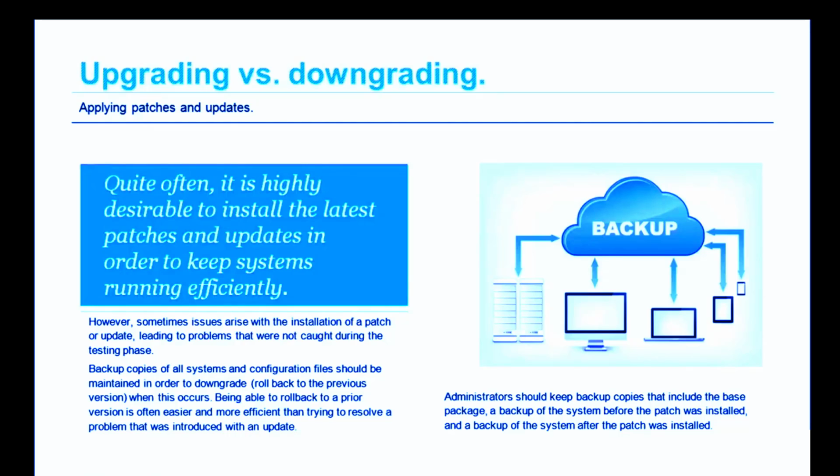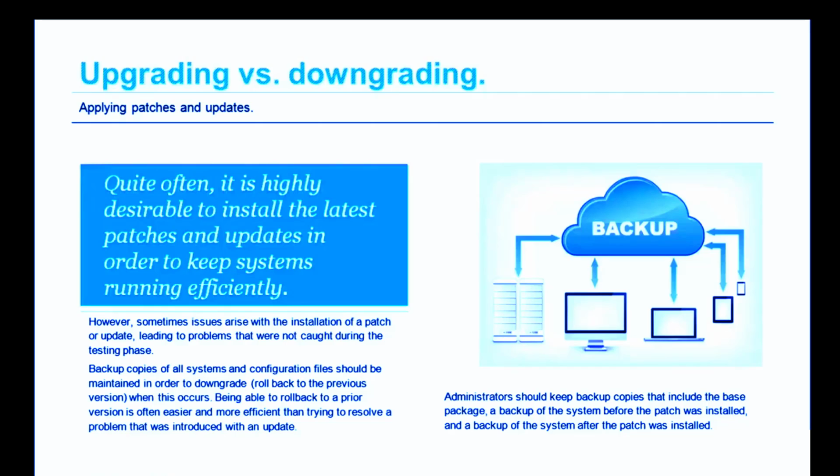Backup copies of all systems and configuration files should be maintained in order to downgrade or roll back to the previous version for when a problem occurs during the deployment of a patch or upgrade. Being able to roll back to a prior version is often easier and more efficient than trying to resolve a problem that was introduced with an update.